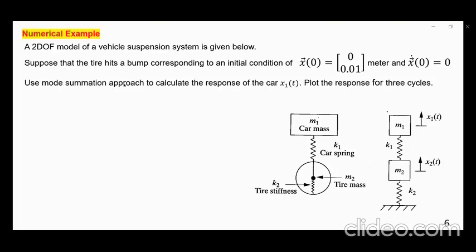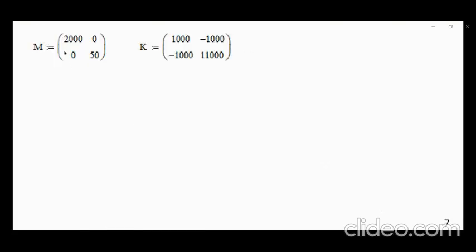What we want to do is look at the modal superposition approach and find, for example, the displacement of the chassis x1 of t, displacement of x as a function of time. Now, the data that we have is given there. So let us go ahead and form the mass matrix. This is the stiffness matrix. These are things that you should be able to do after having done two lectures of a very simple problem. This is a simple problem.